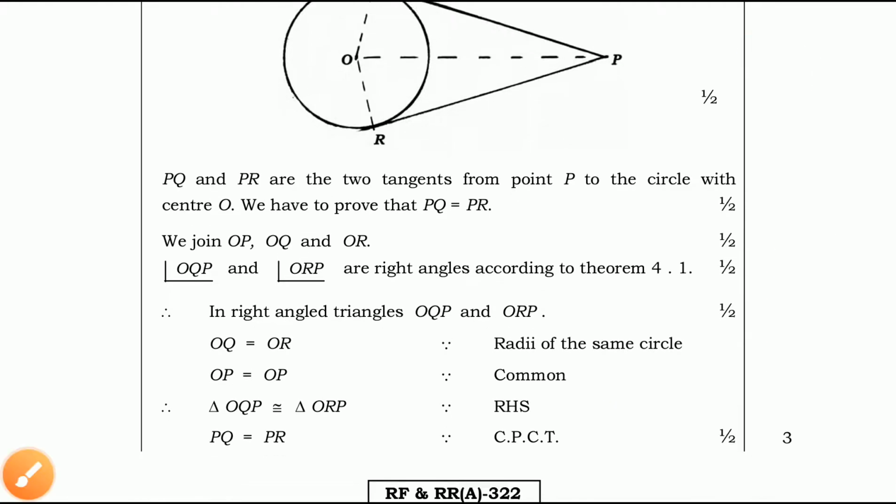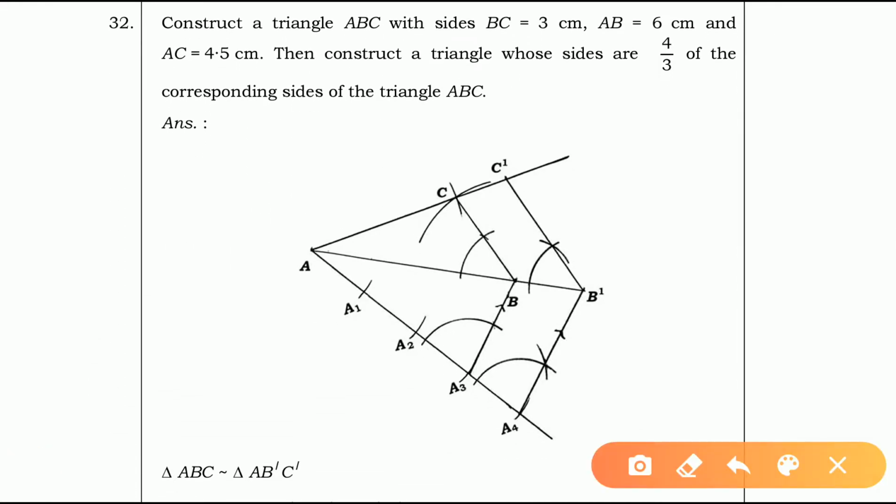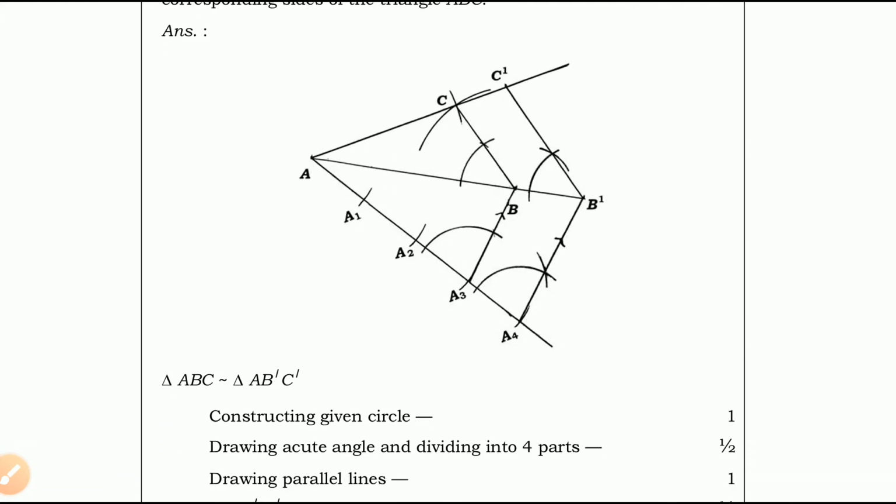Okay, next is question number 32. Construct a triangle ABC with side BC equal to 3 cm, AB equal to 6 cm, and AC equal to the given length. Construct a triangle whose sides are 4 by 3 of the corresponding sides of the triangle ABC. Here the construction is like this.